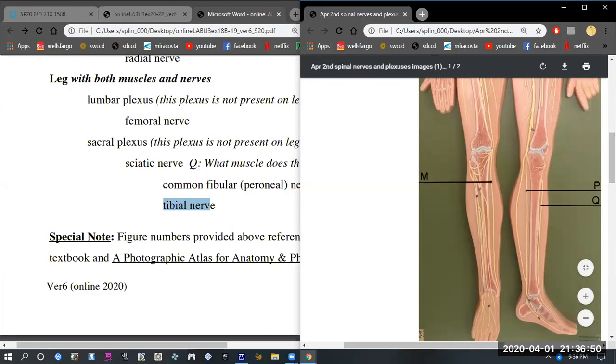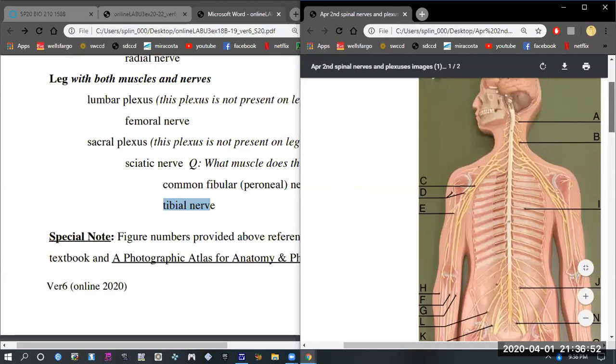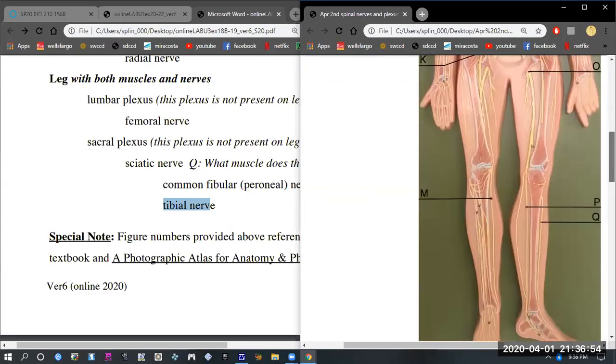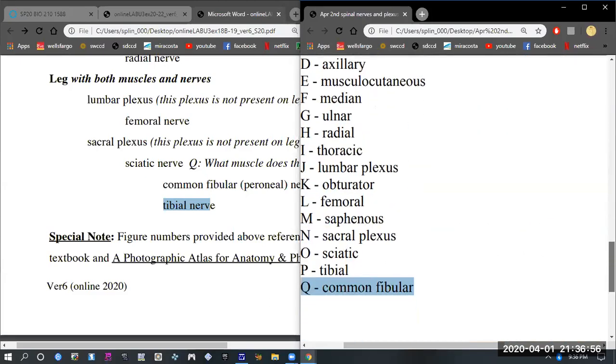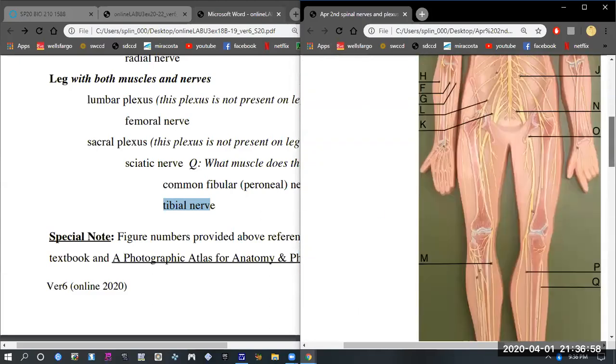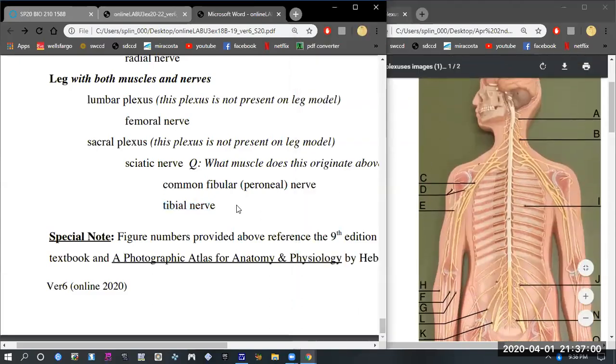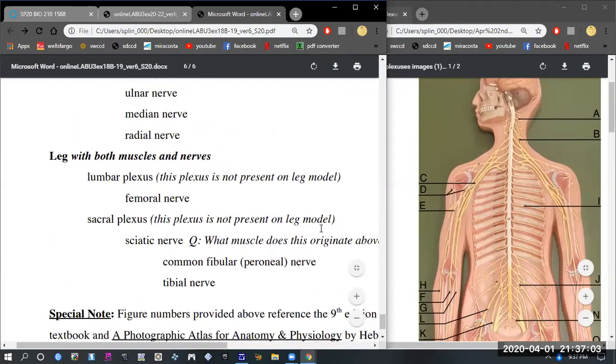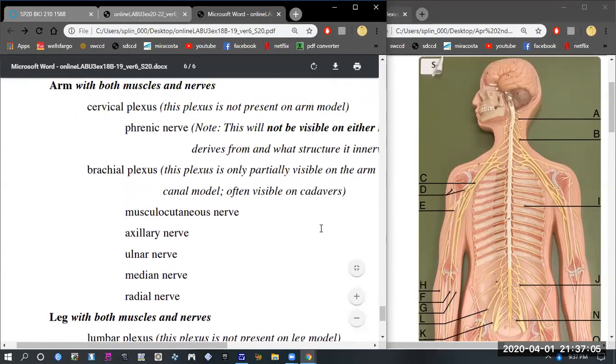So as far as the nerves, it's just this flat board model right here. And again, the second page is where you have an answer key. And you only have to concern yourself with the terms right here on this list.